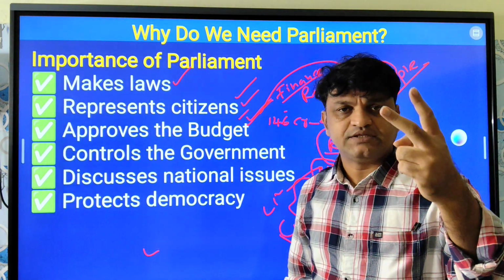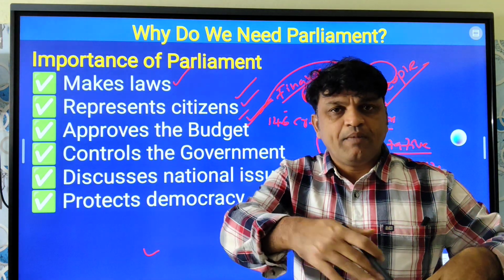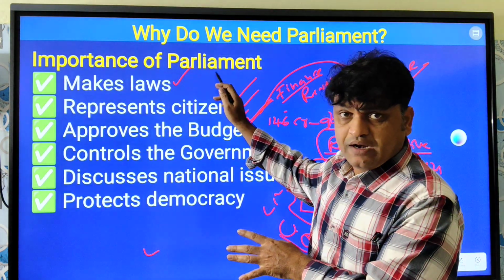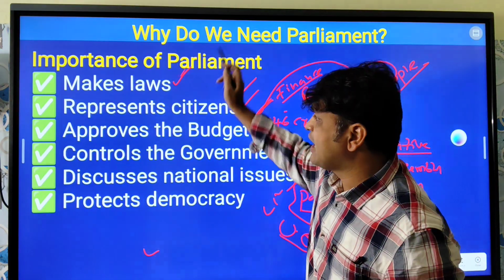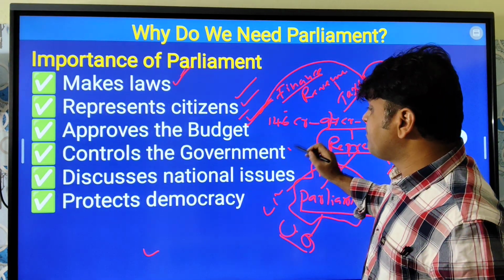So parliament approves the budget for the union government. There are two types of budgets: one is the union budget, another is the state budget. The state budget is the domain of the state legislature, and the union budget is the domain of the parliament. So we can say parliament approves the budget. Just remember that. So parliament makes the laws, represents the citizens, approves the budget, and controls the government.